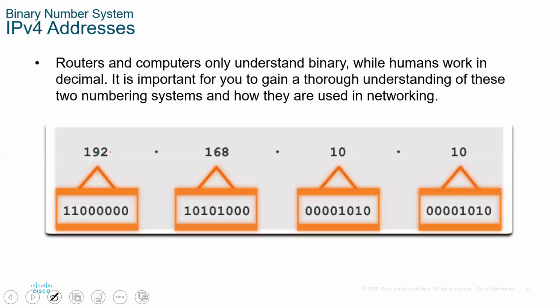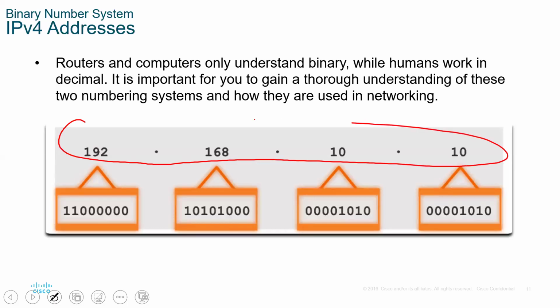Routers and computers only understand binary while humans work in decimal. So it's important for you to gain a thorough understanding of these two numbering systems and how they are used in networking. In your machine, all you are going to be entering is the values in decimals. You're not going to be entering your IP addresses in binary, no. But your knowledge of binary will help you in the conversion.